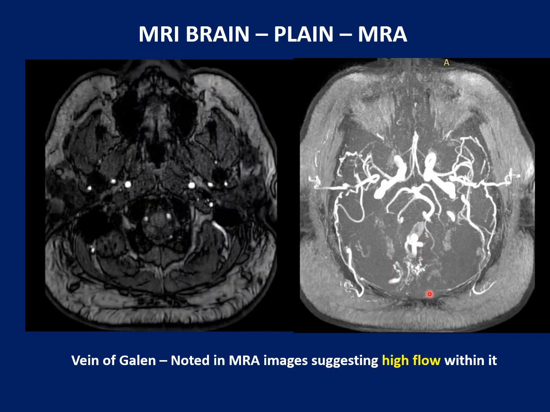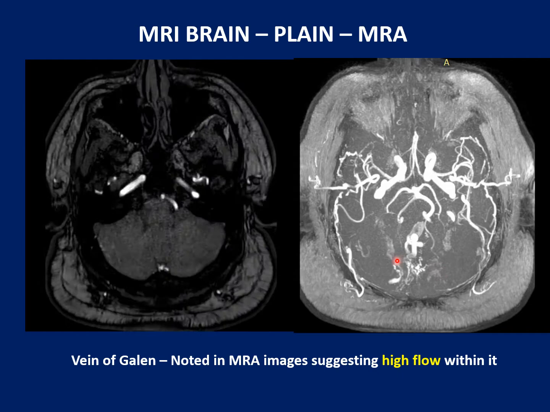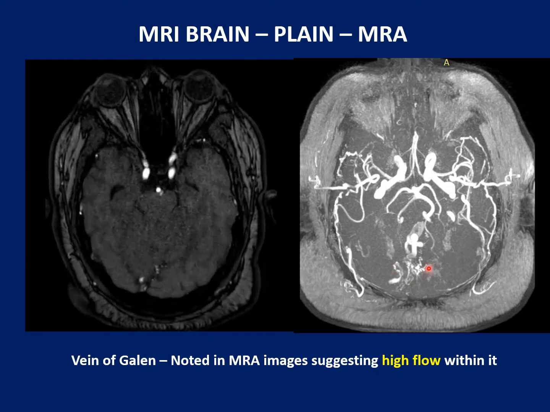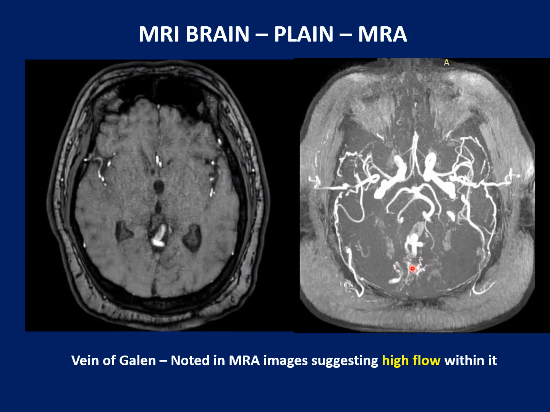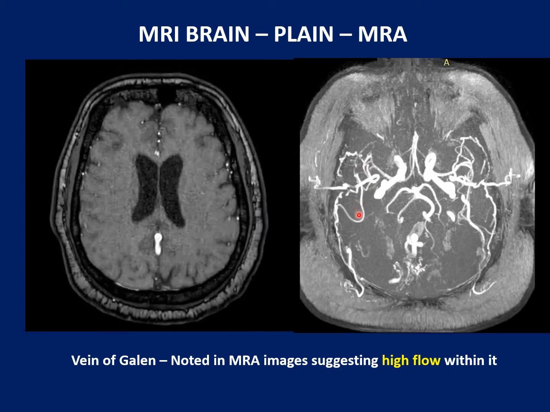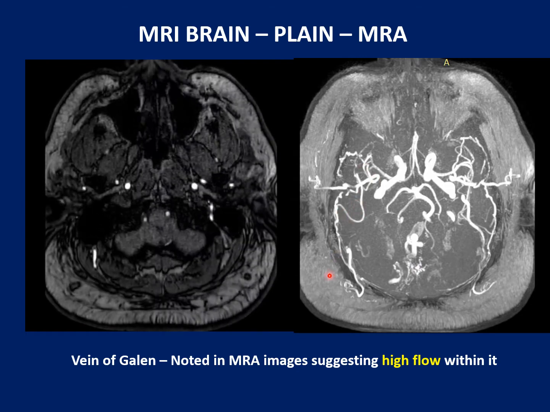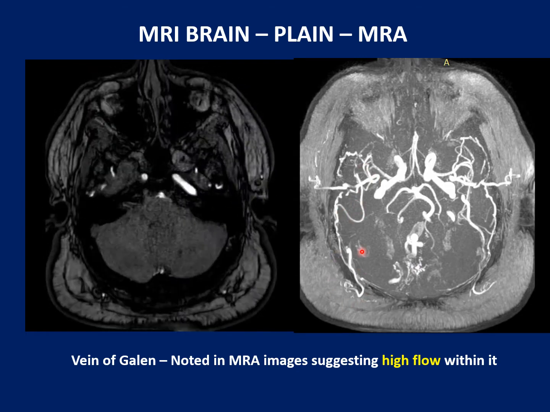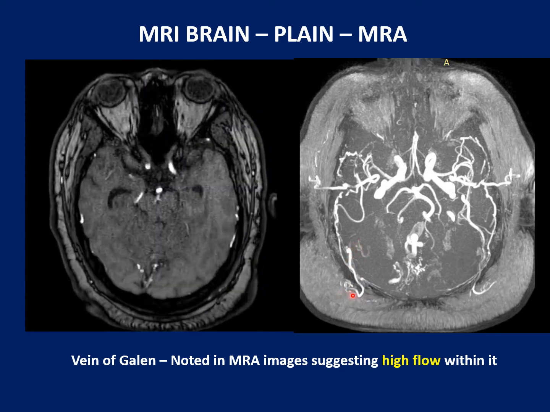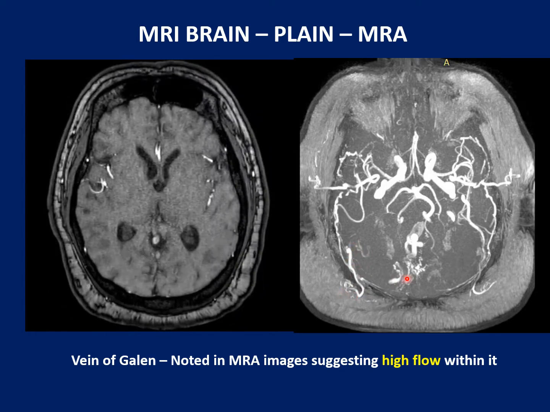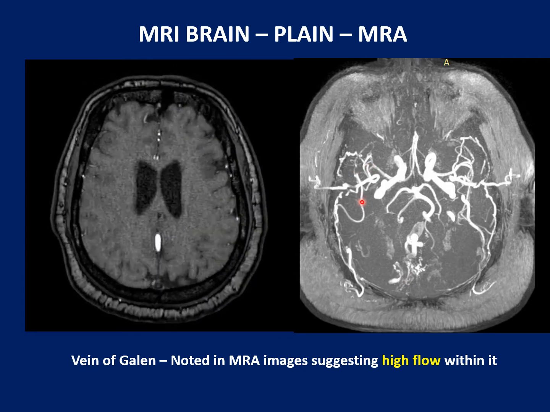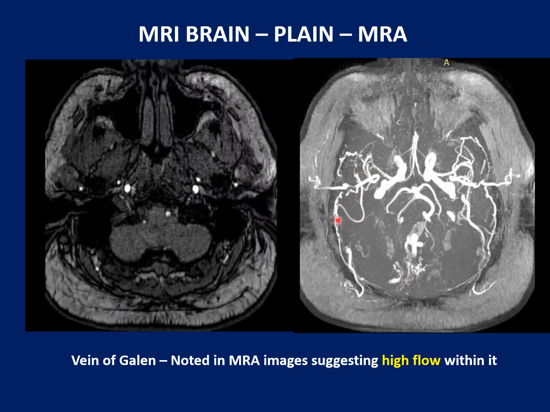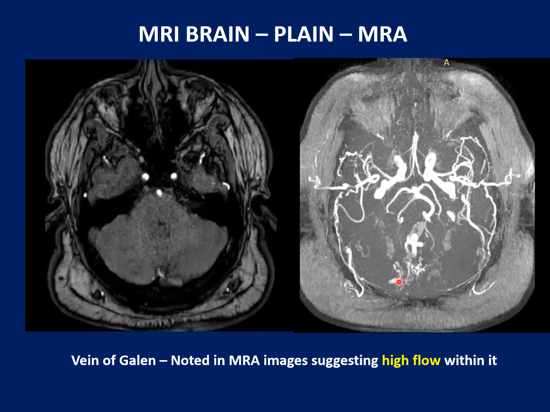Posterior to it, we are able to see a cluster of high signal intensities, which is basically the fistula, and this is supplied by feeders from the internal maxillary artery as well as from the occipital artery. Here we can see that the occipital artery is close to the fistula, whereas the middle meningeal artery is taking a long and distant blood supply into the fistula.